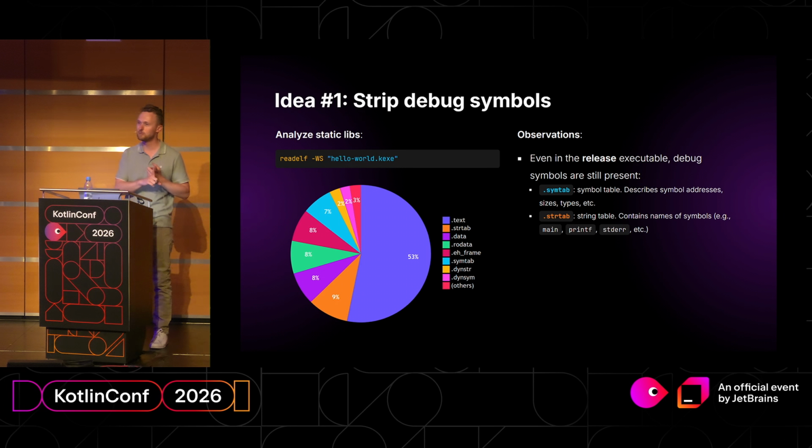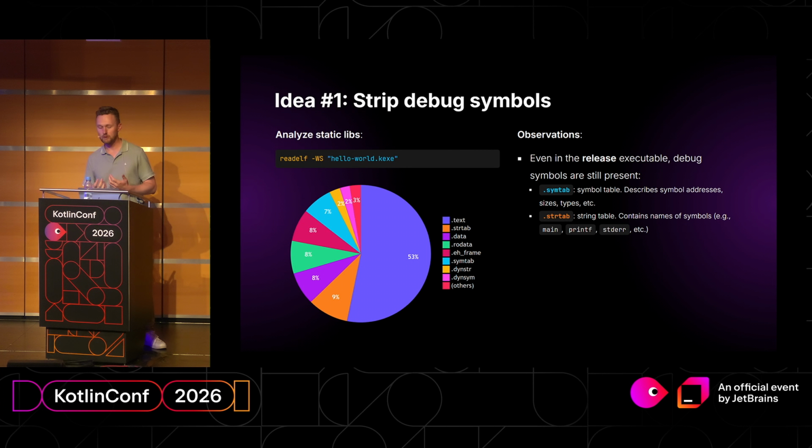They stand for symbol table and string table. Basically, they describe the symbols within our executable, everything from what size they are and what location they should be loaded into in memory to what their names are. So this includes, by the way, symbols that are inside your code and inside the code of your dependencies, things like main, printf, stderr, and so on and so forth. They actually occupy quite a notable portion of the executable.